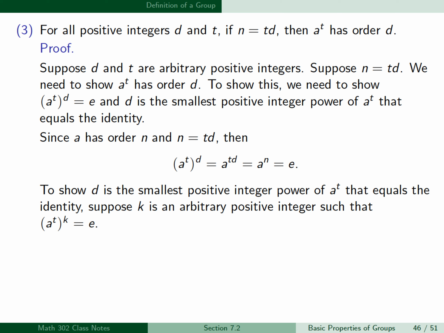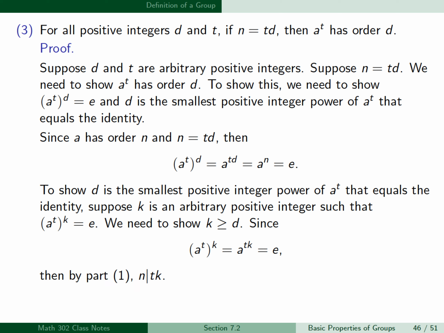So we're trying to show that d is the smallest positive integer power of a to the t that equals the identity, and k is another positive integer power of a to the t that equals the identity. So we want to show that k is greater than or equal to d. Now since a to the t to the k is equal to a to the tk is equal to the identity, then by part 1 of our theorem, n divides tk. And this implies that tk is equal to rn for some integer r.